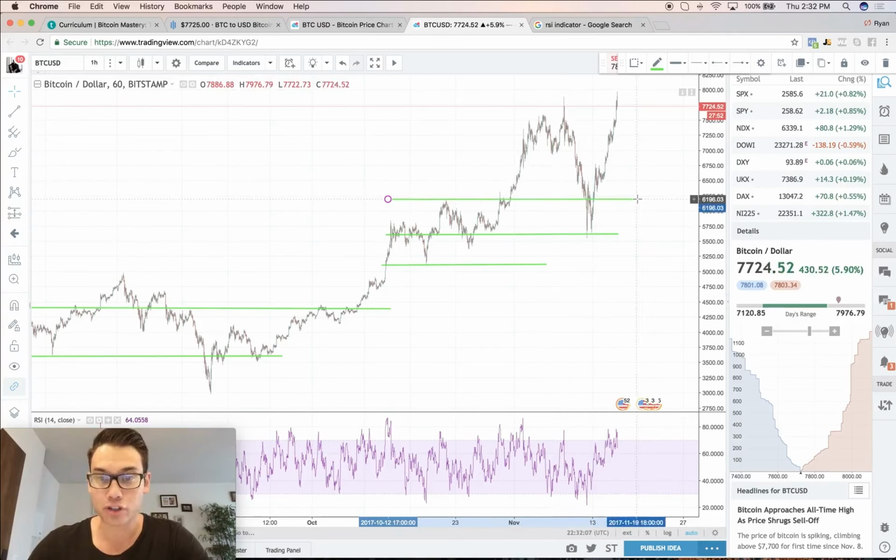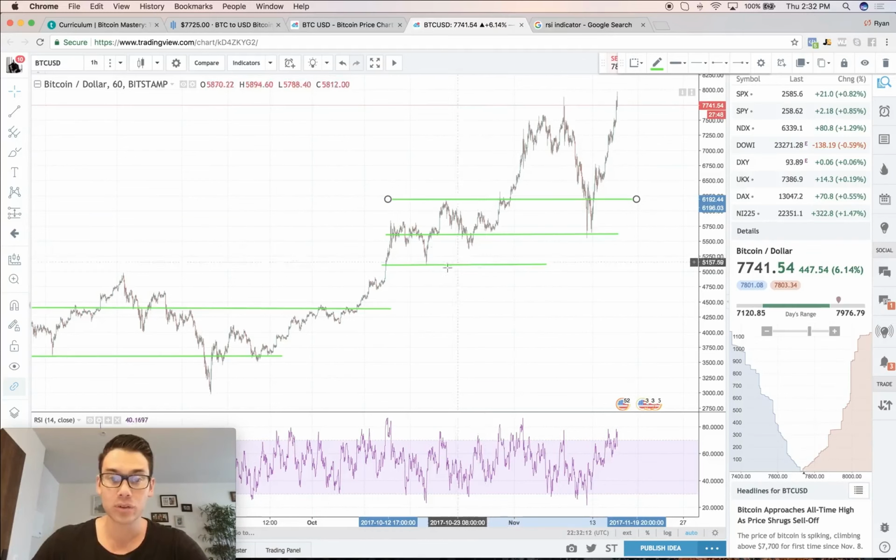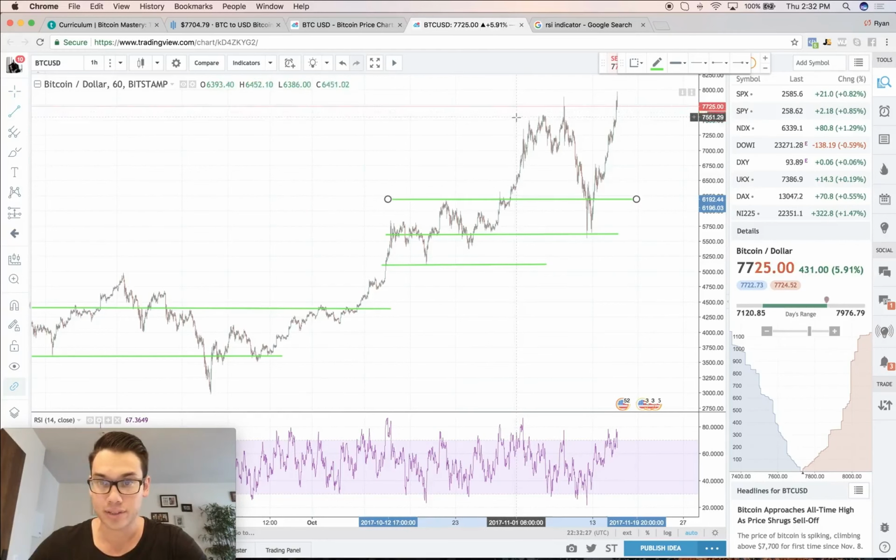Okay, you have to draw out your support and resistance levels, because this only means that there's big buyers here, and there's also big sellers here. Okay, there's big sellers here, big buyers here, big sellers here, but buyers broke through and made new highs, here at the 7,500 level.